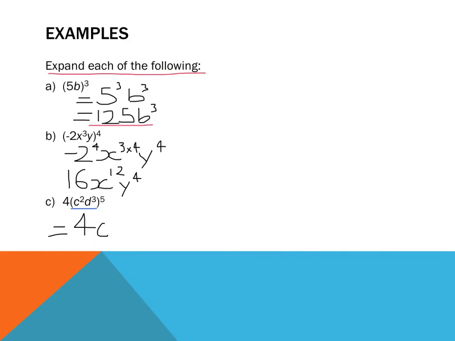Okay, I've got c to the power of 2, and then I'm trying to put that to the power of 5, so I know my index law tells me that I multiply my indices. Okay, then I have d to the power of 3 to the power of 5, 3 times 5. So my answer for this one becomes 4c to the power of 10, d to the power of 15. And that's it, guys. That's using the power of a power to find a result, and dealing with more than one variable connected by multiplication and trying to raise those to a power.